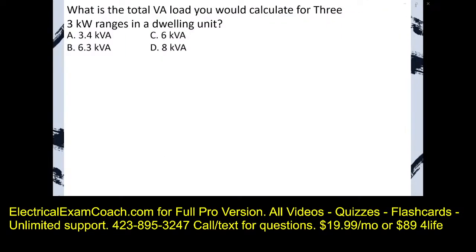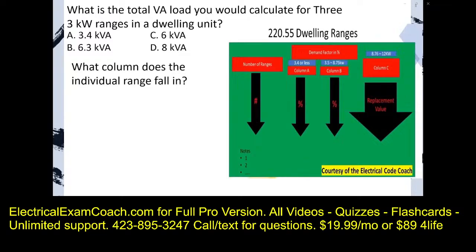What is the total VA load you would calculate for 3 kW ranges in a dwelling unit? First question we're going to ask is, what column does our individual range fall in? Well, ours is going to fall into column A because the individual range is 3 kW. So we know that we're going to be doing a demand factor. Now we can start from the beginning.